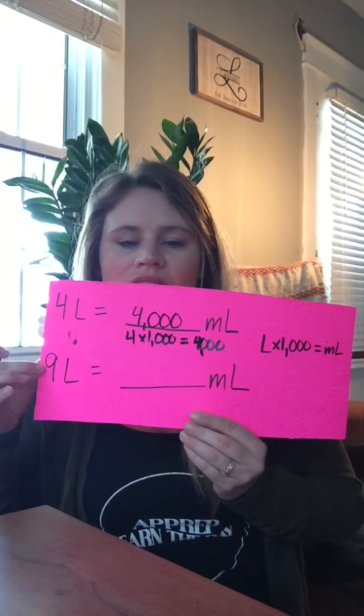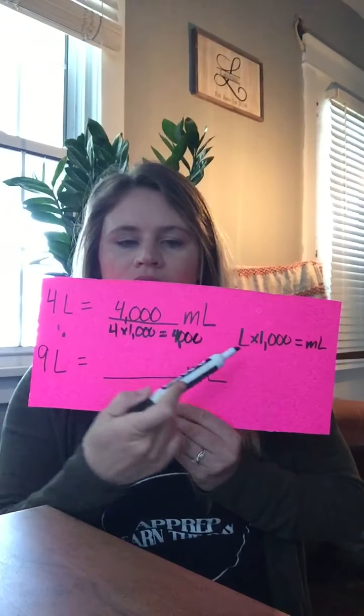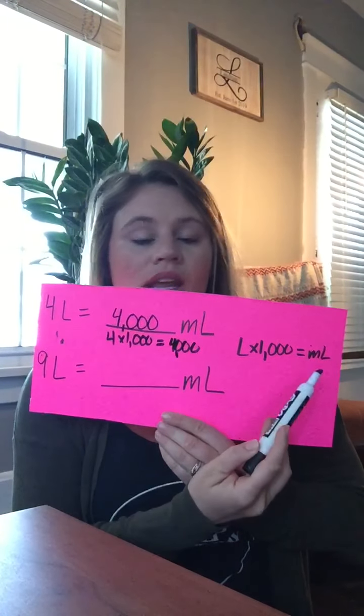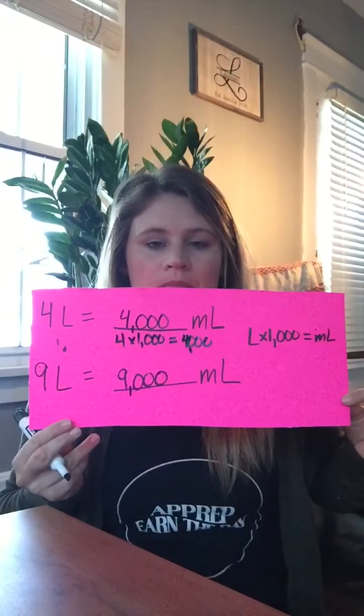I'm just going to take the 9 liters, plug it in right to my equation here. 9 times 1,000 is equal to how many milliliters? Well, if I take 9 times 1, I add my 3 zeros, I would have a total of 9,000 milliliters, just like so.